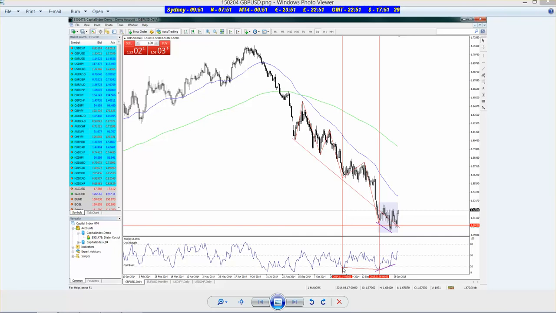What's this? From cycle to cycle, you don't really look at the lows in a downtrend. You look at the highs on the cycle to cycle in a downtrend. So yeah, mate.